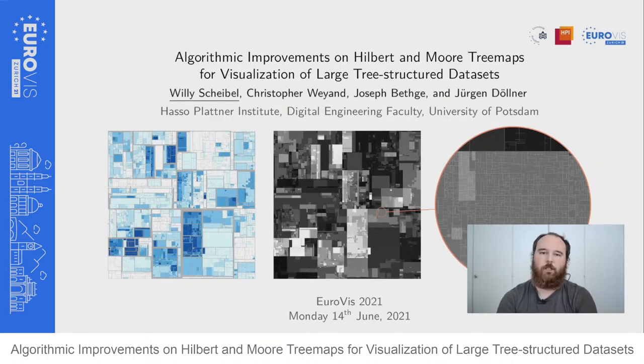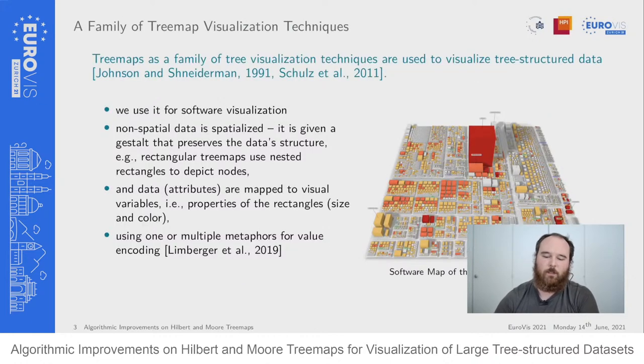Hello, I'm Willy Scheibel, and I'm from the Computer Graphics Systems Group at the HPI and the University of Potsdam. And today I want to talk about our algorithmic improvements on Hilbert and Moore tree maps for the visualization of tree structured datasets. For some time in the talk, I will hide myself so you can see the slides better.